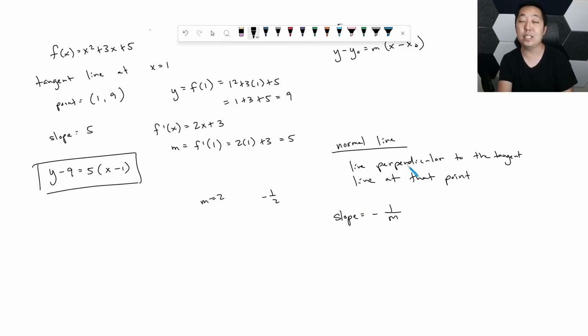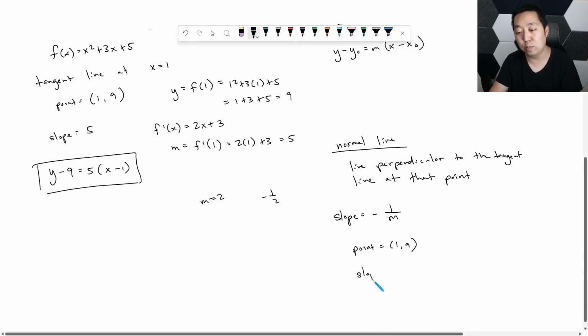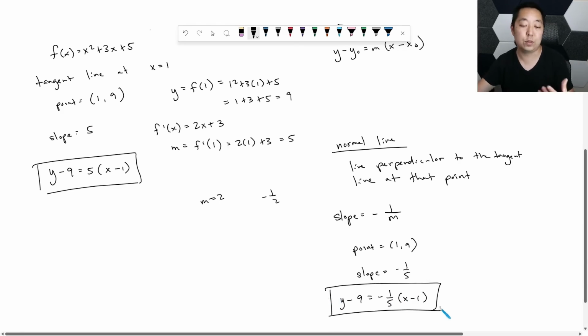And the normal line is just as simple because the point is the same. Like if I wanted the normal line for this point, the point is still (1, 9), right? But the slope, instead of being 5, would be negative 1/5. So the normal line would be y minus 9, that's my point on that line, and then the slope is negative 1/5, right? And that's why slope-point form is so much more useful, because it's really easy.